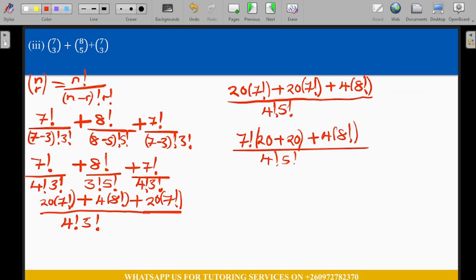Now once we reach here, what we do is we add. So here we have 7 factorial, 20 plus 20, that's 40. Then plus 4 open 80 factorial, over 4 factorial 5 factorial. So now we have 7 factorial. So what to do, open 40, we will split it, because 7 factorial is less than 8 factorial when you look at these numbers with factorials.